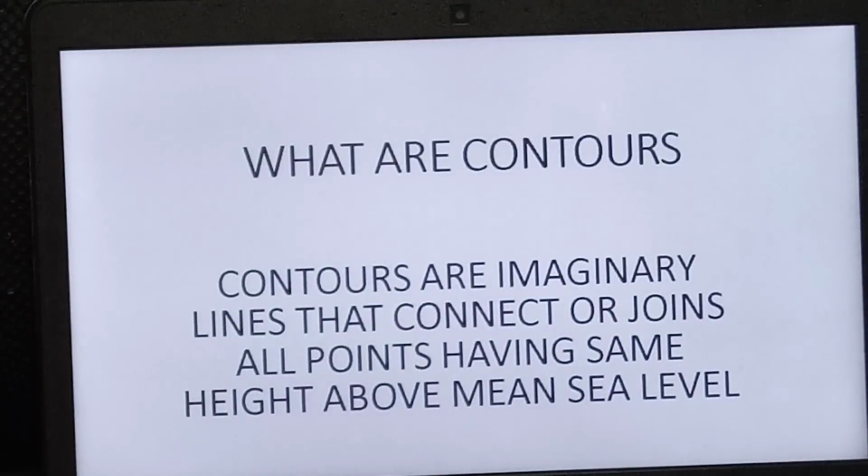So what are contours? We have already read that contour lines connect all points having the same height above mean sea level. So whenever you write the definition of contours, you have to write that they are imaginary lines and they connect the points having the same height above mean sea level. That is also very important to write. So these are the key words which a definition should definitely have.